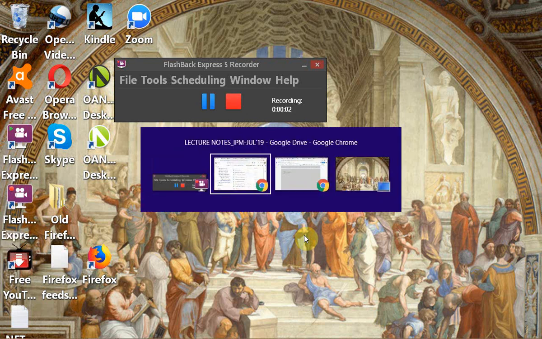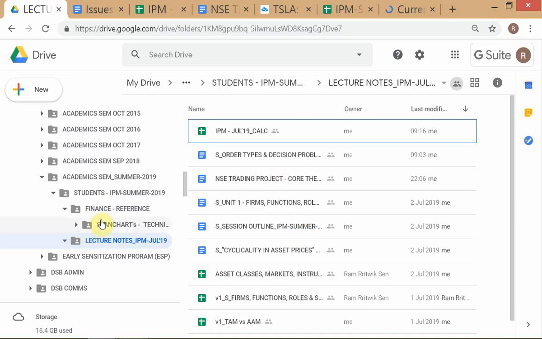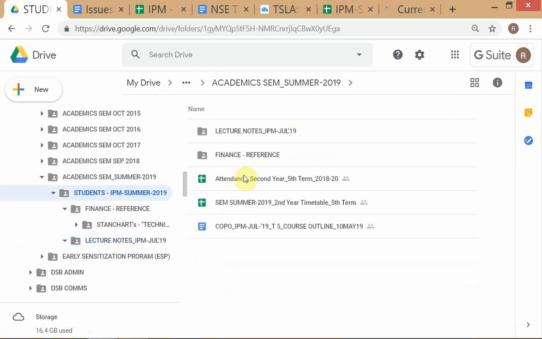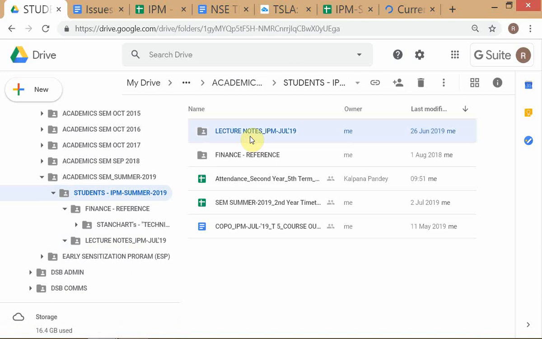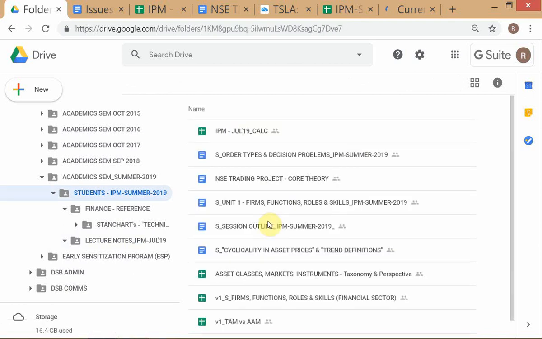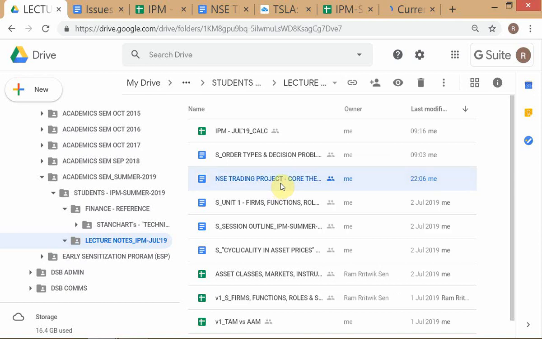Sharpen up now. Okay. So let me just quickly give you an idea about your notes. Some of you might find this a little bit confusing, so let me clarify this for the moment. I will change the labeling, that will make it much clearer. Okay, first what you need to focus on is this NSE trading project, the core theory.